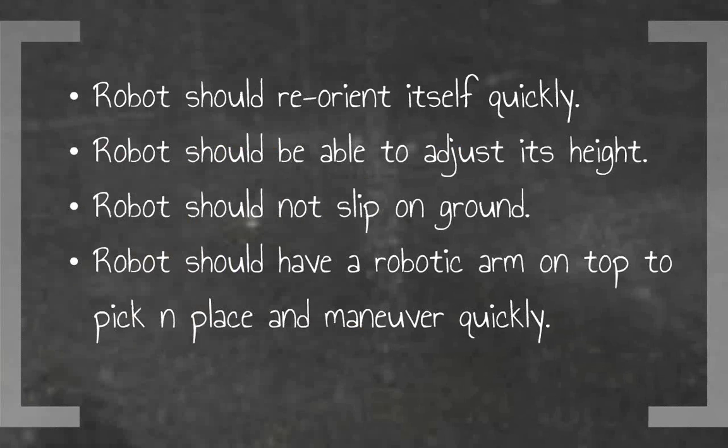The robot should reorient itself quickly. The robot should be able to adjust its height automatically. The robot should not slip on ground. And the robot should have a robotic arm on top to pick and place and maneuver quickly. So this list goes on, but I've just picked a few very prominent key needs which users gave to have in this robot.